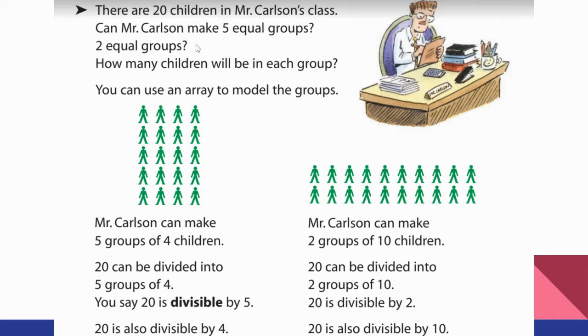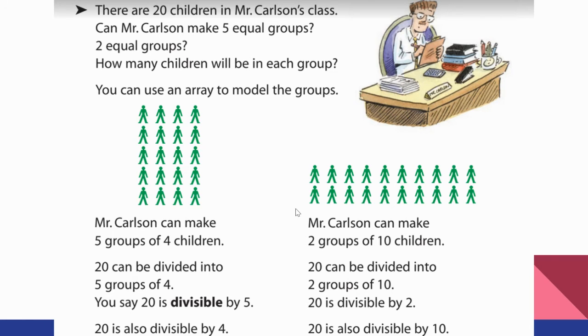You can also use an array to model the groups. So Mr. Carlson can make 5 groups, 1, 2, 3, 4, 5, of 4 children, 1, 2, 3, 4. So each group has 4 children in it. So 20 can be divided into 5 groups of 4. You say 20 is divisible by 5. 20 is also divisible by 4.